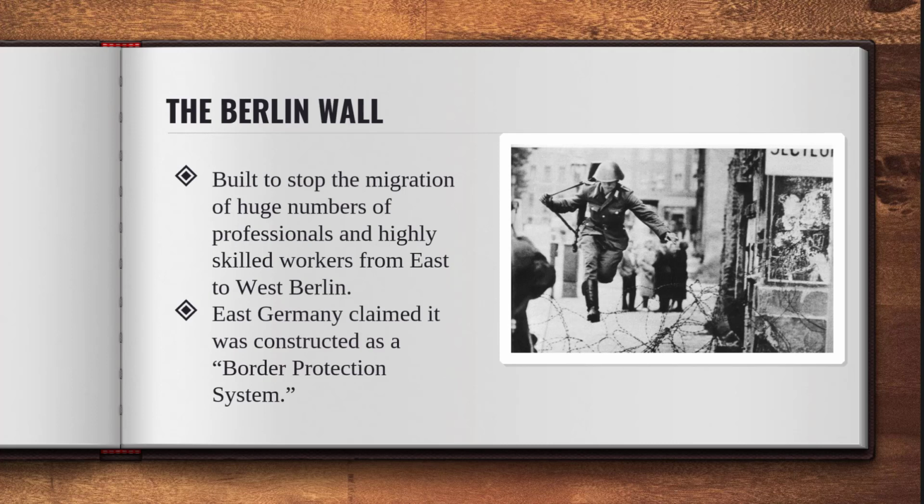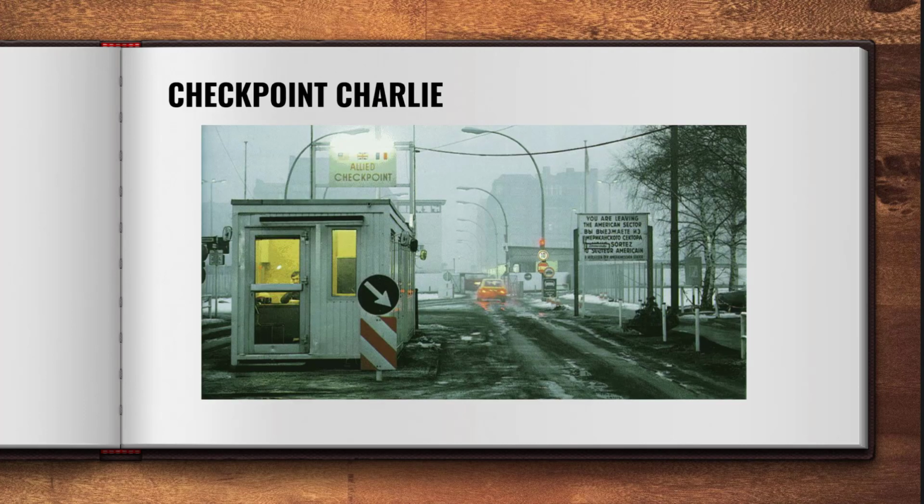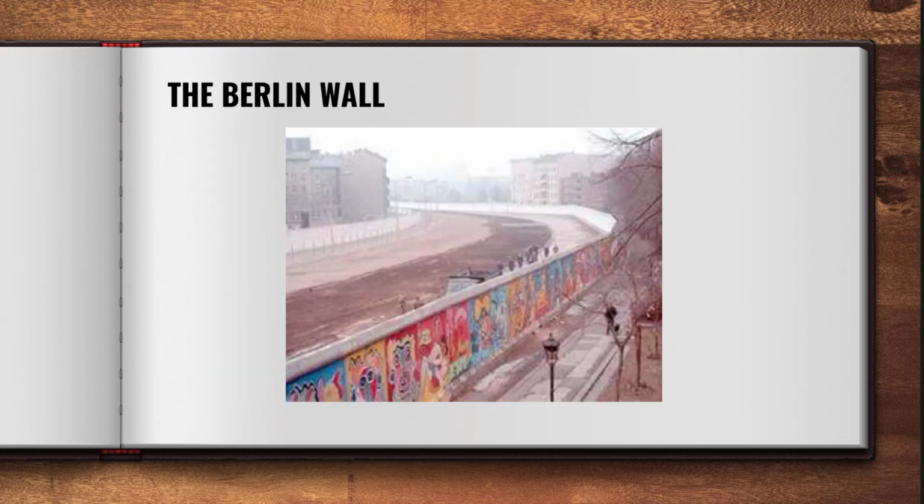East Germany claimed it was constructed as a border protection system. Where have we heard that before? And there were these checkpoints. There were places where you could get through at an eventual point. But so you see here it says Allied checkpoint, and it has, again, the US, the UK, and France. It says you are leaving the American sector. So you're leaving and you're going into the East Berlin area. There were very few of these, and they were very, very controlled. Some of you are very aware of the North Korea, South Korea situation. It's very similar. So they pretty much built this wall overnight.